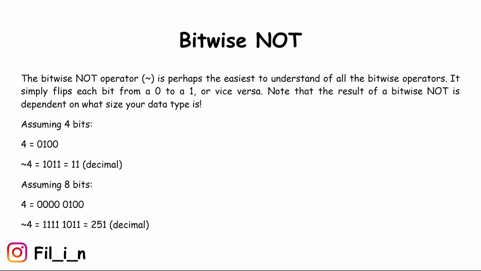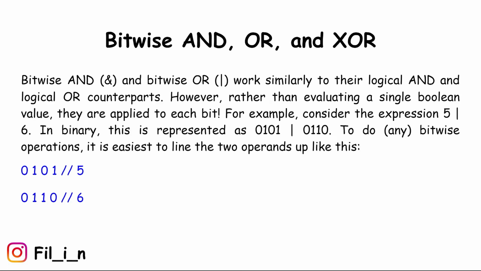Assuming 4 bits, ~4 equals 1011, which is 11 in decimal. Assuming 8 bits, ~4 equals 1111 1011, which is 251 in decimal. Bitwise AND and bitwise OR work similarly to their logical AND and logical OR counterparts. However, rather than evaluating a single Boolean value, they are applied to each bit.